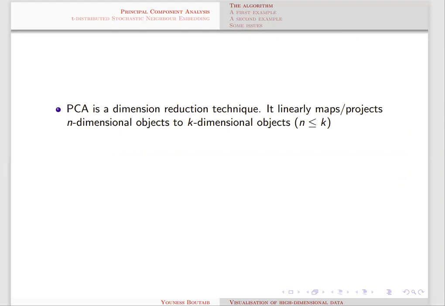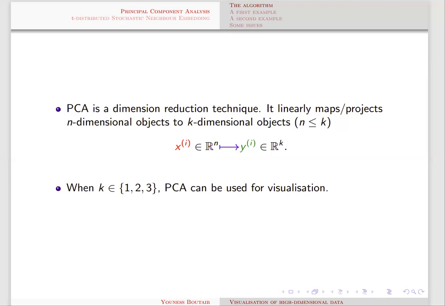And the way it does this is by linearly mapping the high dimensional objects to lower dimensional objects using an orthogonal projection. And if you choose the lower dimension to be 1, 2, or 3, then you can exploit PCA to visualize your data by visualizing the lower dimensional objects that are projections of the higher dimensional objects.